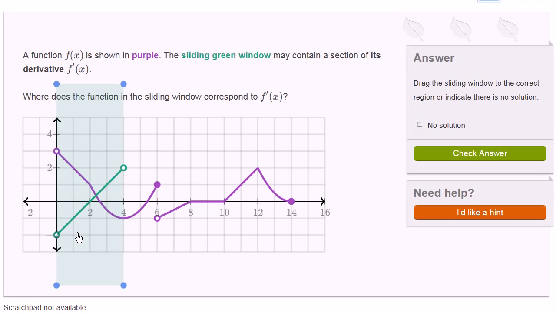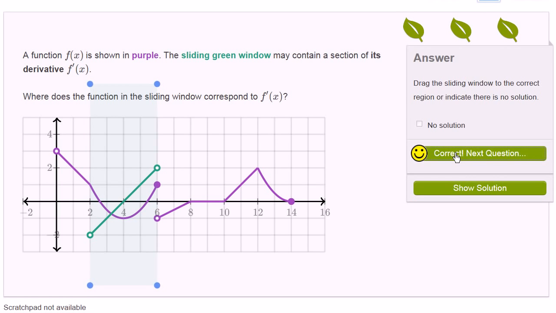So let's think about it. Over here, the slope is just a constant negative, so that won't work. If we shift it over here, our slope is very steep in the negative direction, and then it gets less and less steep in the negative direction, and over here the slope is 0. And over here, if this is the derivative, it seems to match up. The slope is 0, and then it gets more and more steep in the positive direction. So this matches up. It looks like over this interval, the green function is indeed the derivative of this purple function. So let's check our answer. Correct. Next question. Let's do another one.